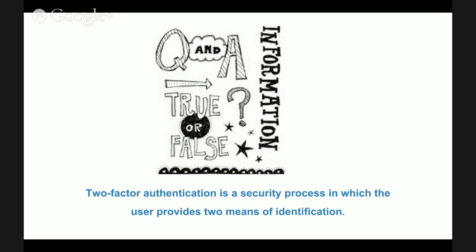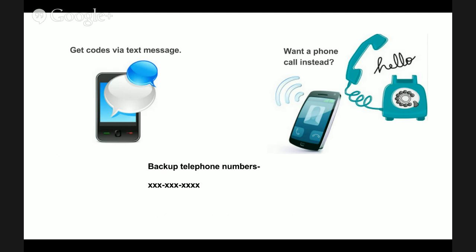Two-factor authentication is a security process in which the user provides two means of identification. One way could be secret questions or knowledge-based questions. Another way, we will be able to get a text message on your cell phone, a phone call to your phone. If you don't have a cell phone at all, you can use your landline in your office. You can even have backup phone numbers. So you got several methods here to access your account.